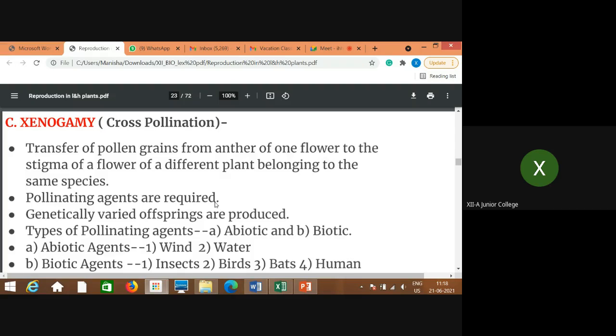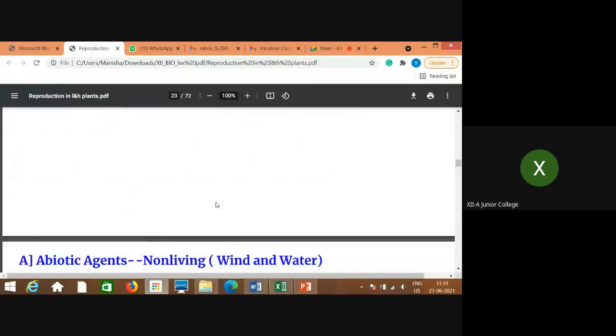Genetically varied offspring are produced. Obviously, the plants are different, so their genetic characters are different. When cross pollination takes place, the offspring which are produced will be a combination of two different plants. So that's why genetic variations are observed, because of two different plants, though of the same species. Okay, so the types of pollinating agents are abiotic and biotic. What are abiotic agents? For example, wind and water, whereas biotic agents are insects, birds, bats, humans, and many more. Now we'll talk one by one about all these agents.